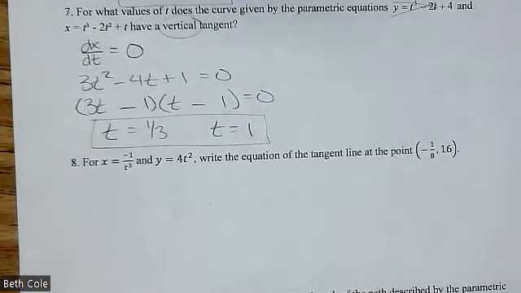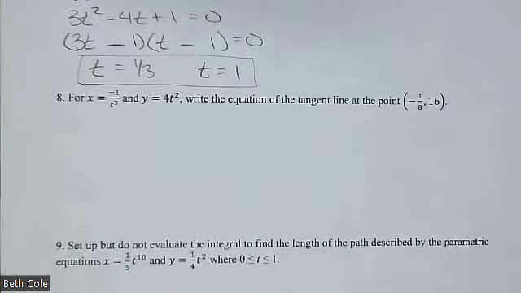That's 2 places where you have a vertical tangent line. Could that happen? Yeah, because these aren't necessarily functions. They can do all kinds of loop-the-loops and weird things, as we've seen.